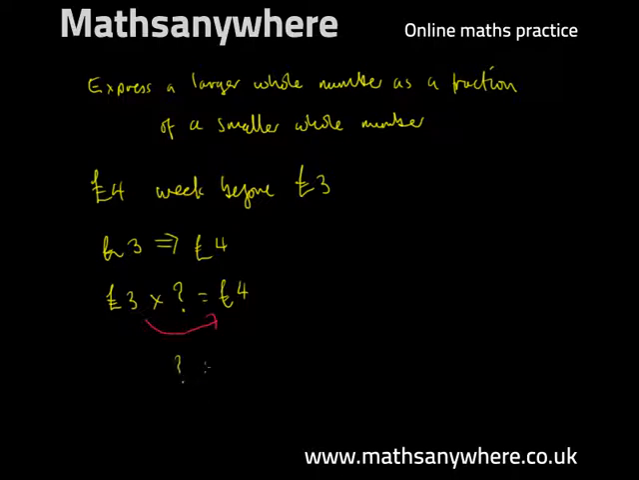So our question mark becomes £4 divided by £3. We can actually get rid of our pound sign because it's on the top and the bottom, and say that our fraction, our question mark, is 4 divided by 3. It's what we call an improper fraction.